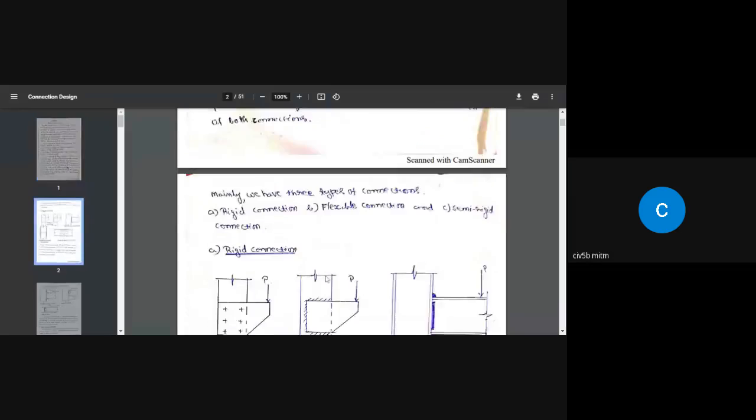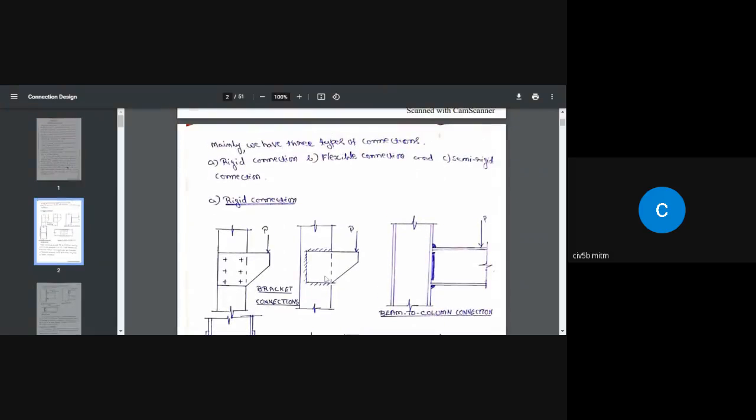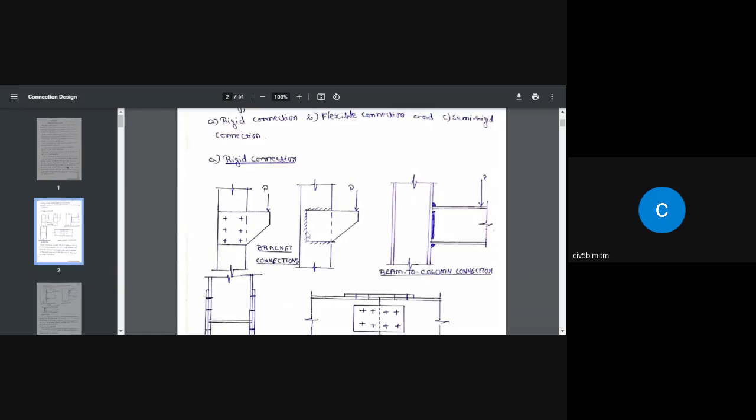Mainly we have three types of connections: rigid connections, flexible connections, and semi-rigid connections. I'm going to glance through it, so you don't have to worry about this part. Just for your sake, I'm showing this. If I had taken the class, I would not have covered this, because it is in my notes already. Even though it is not very important for the examination, I will glance through it very quickly.